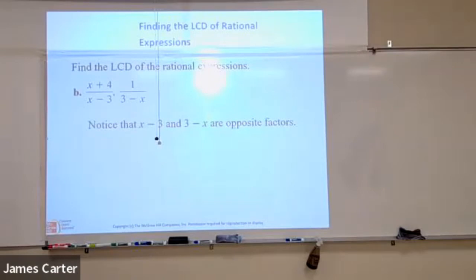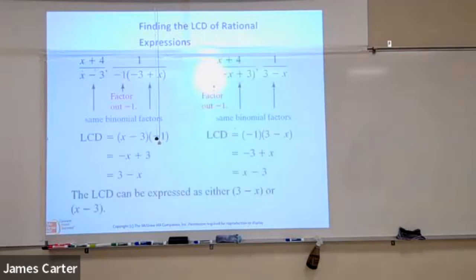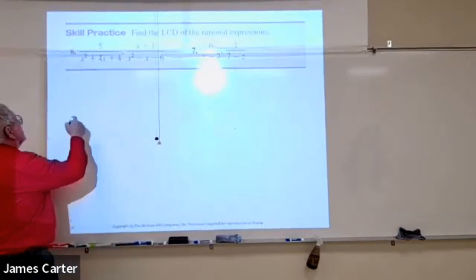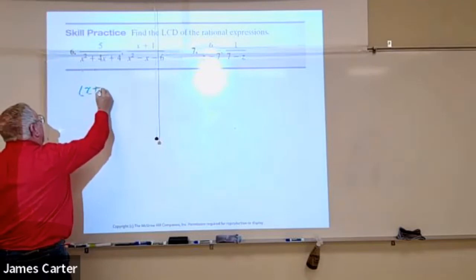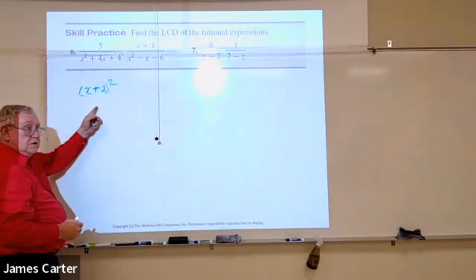Okay, see here, this is talking about when I was saying these are opposite factors. So you got to take a -1 out of one of them. And they did it, and so, yeah. Okay, now, these. Got to factor this, got to factor that. Well, let's see. This one is x plus 2 squared. X plus 2 times x plus 2.